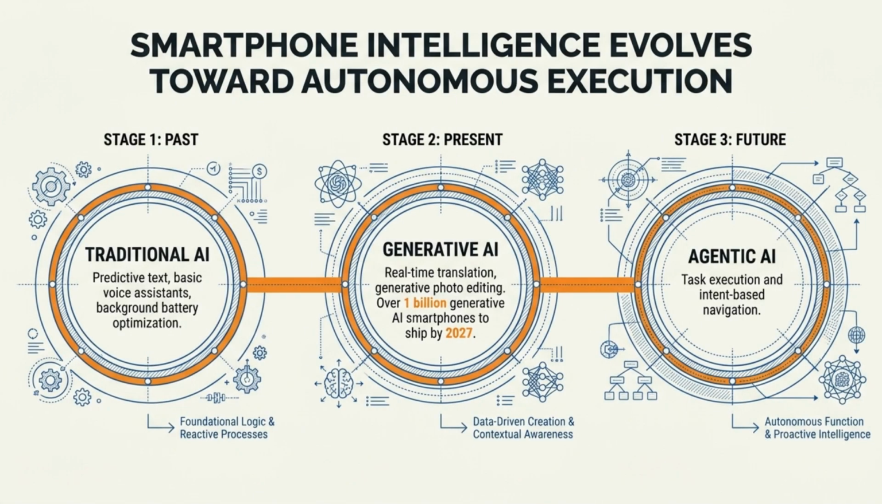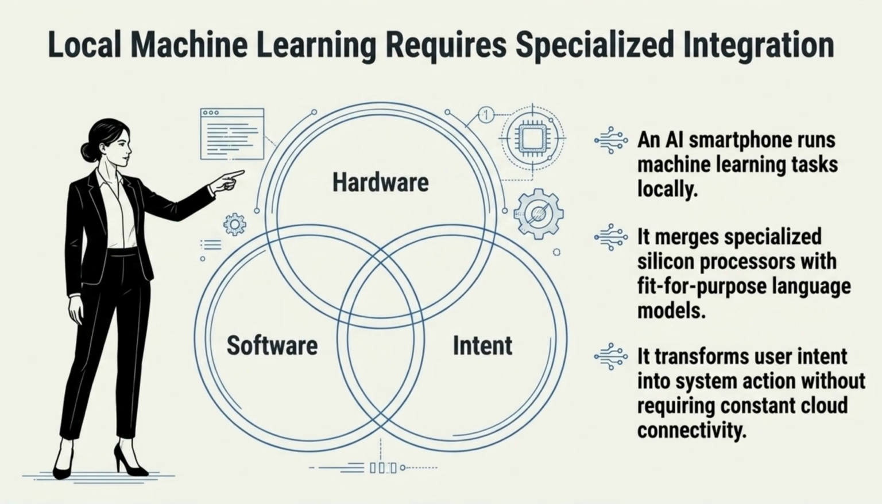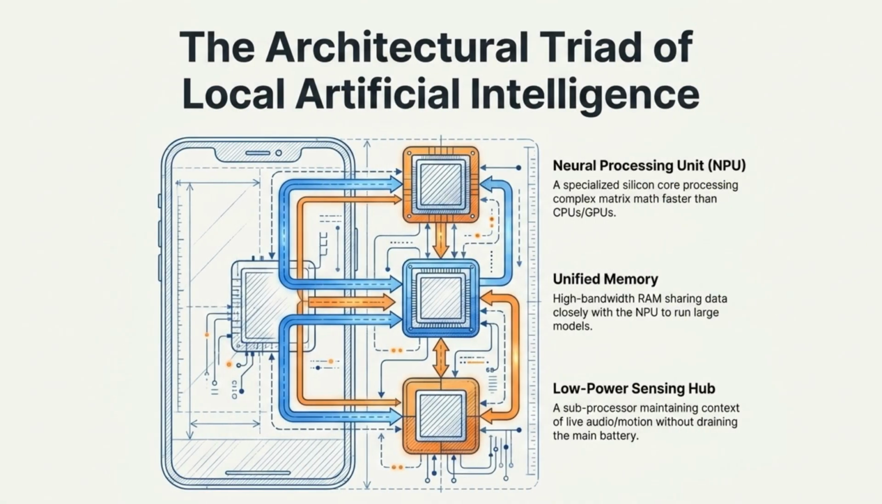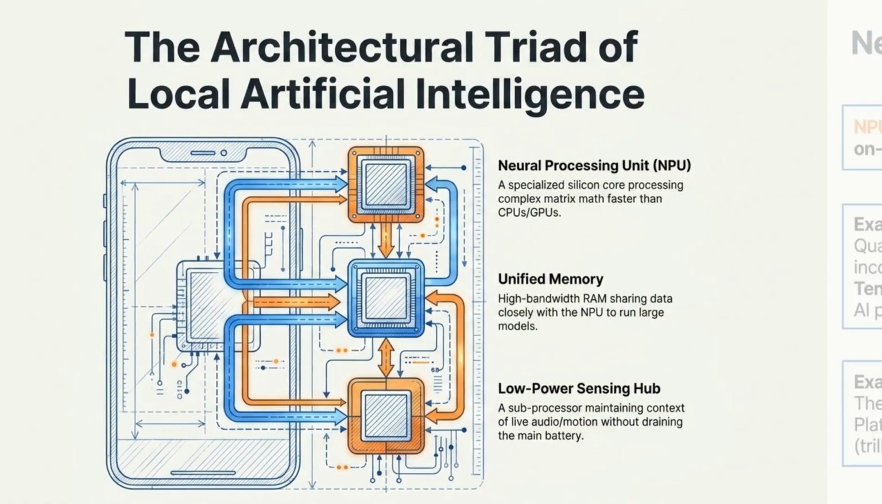Smartphone intelligence is evolving rapidly, moving from traditional predictive tasks toward autonomous execution, with generative AI at the core of current development. Local machine learning relies on a critical intersection of hardware, software, and intent, allowing AI tasks to run directly on your smartphone. The architecture behind this relies on three pillars: the neural processing unit for math, unified memory for high-bandwidth data, and a power-efficient sensing hub.